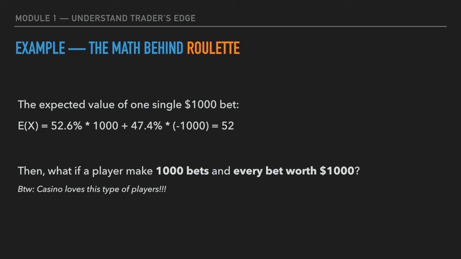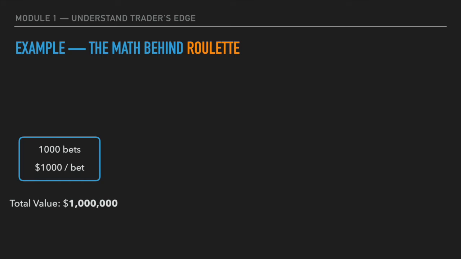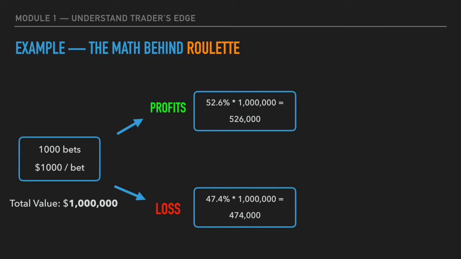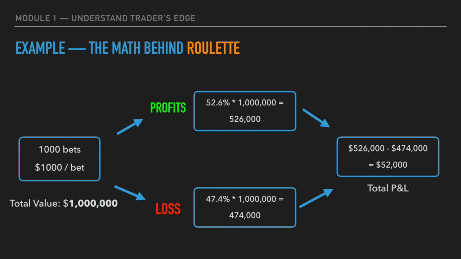Then, what if a player makes 1,000 bets and every bet is worth $1,000? Let's do the math. The total value of this player's bets is $1 million. With a 52.6% win rate, the casino can profit $526,000 from this player. On the other hand, the casino will lose $474,000 to this player. So if we add this together, we can see that's $52,000 profit for the casinos.